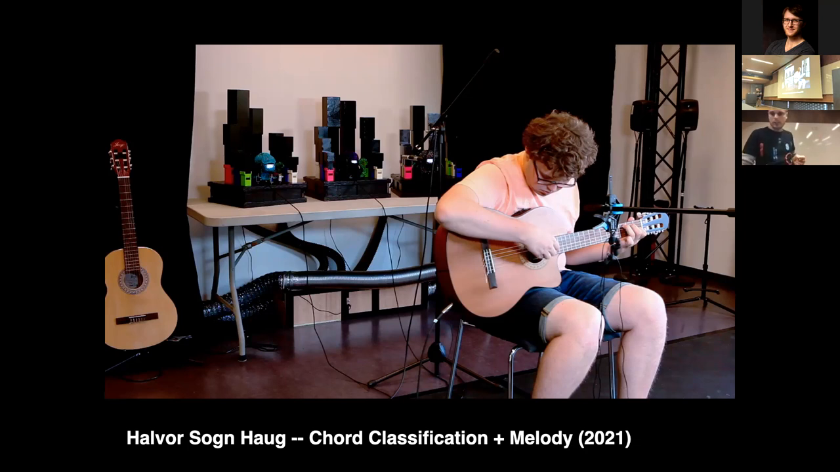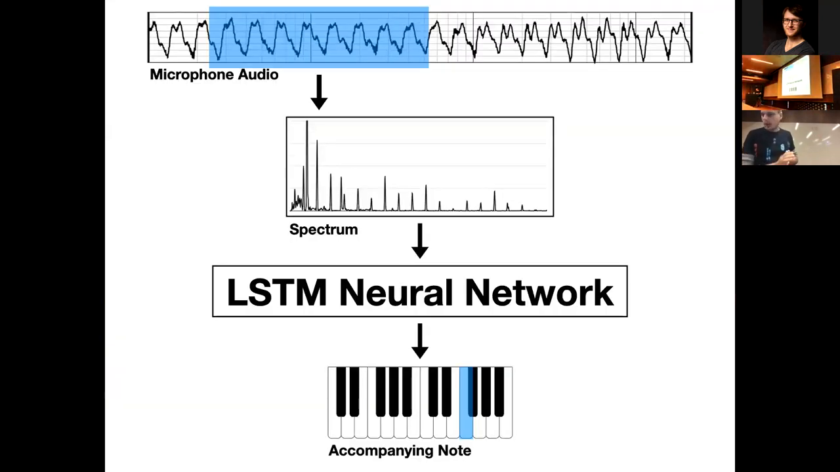And so I built a new system where I try to approach this a little bit more. This system is kind of the opposite of what I just showed you. So rather than me playing chords and having the robots play a melody, in this system, I want to be able to play a melody on the guitar, one note at a time. And for each note I play, I want the robots to play a chord. So in other words, all three robots could be playing at the same time.